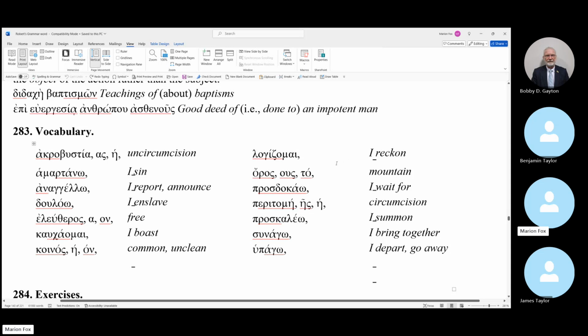Right. And of course, it's a verb. Here's a noun. It's a neuter case noun. Nominative form, the genitive ending and the article. Mountain. Right. Oros. Prosdokao. I wait for something.